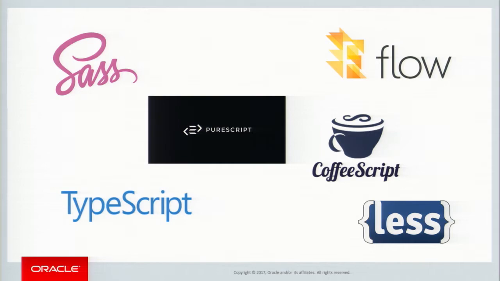Anyway, there's CoffeeScript, which is an older solution, and then TypeScript, which we talked about, and that's probably the most popular right now because of its tie to Angular. And then you have PureScript. Flow is one of the new ones out there, but in the end, they're all abstractions over JavaScript. Sass and Less are abstractions over CSS, and they are CSS precompilers. They actually do more: they added programming capability to CSS itself.